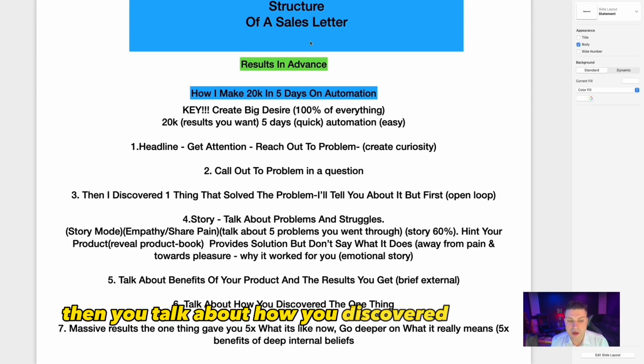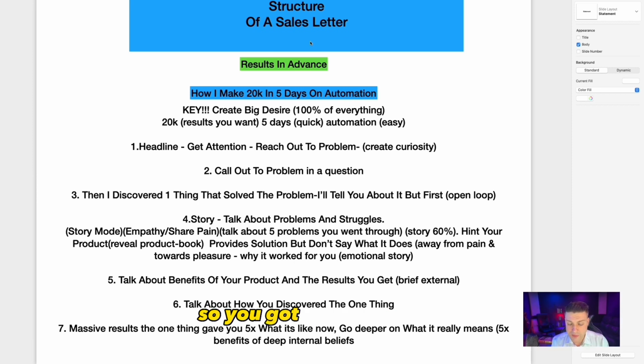Then you talk about how you discovered the one thing. So you got the problem in their head, then you talk about how you solved that problem with the one thing. And that draws them in even more. Like, oh, okay, they've got a solution to this problem. Then you talk about how you discovered the one thing that solved that pain point. And then we call that a loop. So you say, but first, I want to tell you my story.